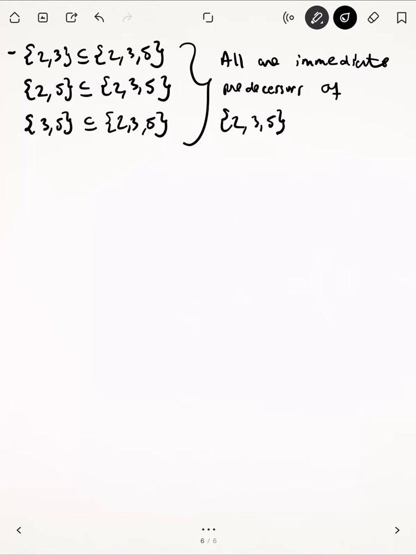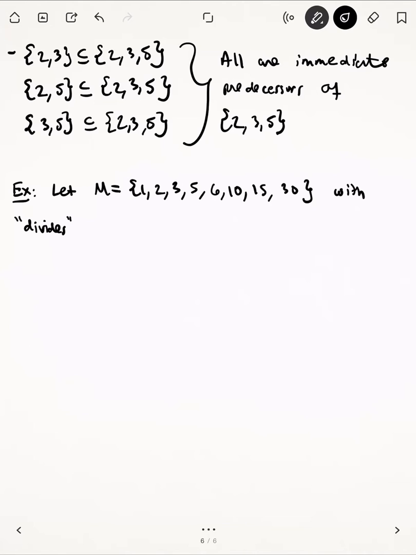Okay. And so when we introduced relations, we talked about digraphs that could capture the information given by a relation. And with partial orderings, digraphs can be given even some more structure. So consider the following example. Let m equal 1, 2, 3, 5, 6, 10, 15, and 30, with divides as the partial ordering.